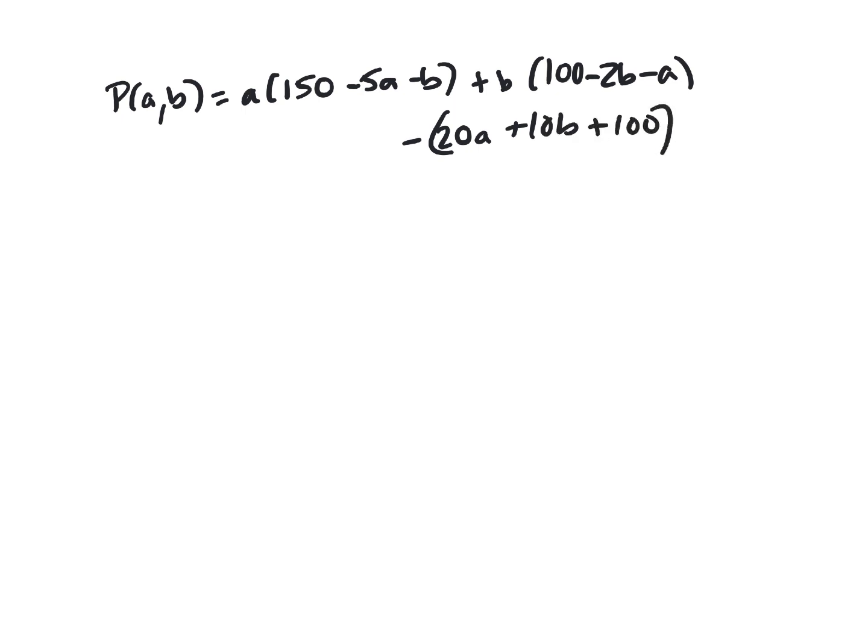Okay, and then the constraint is, it says find the max profit. So we're going to, again, use Lagrange multipliers, given that you will sell exactly 50 widgets total. So then the exactly 50 widgets is going to tell you that the constraint is A plus B equals 50.